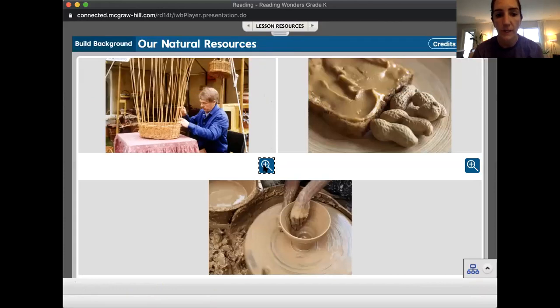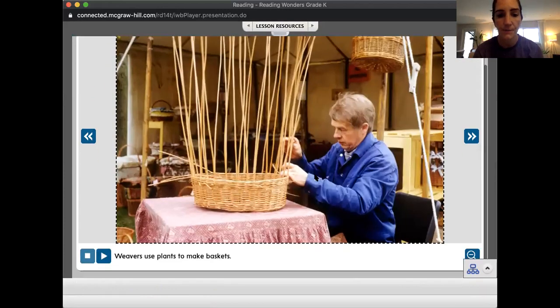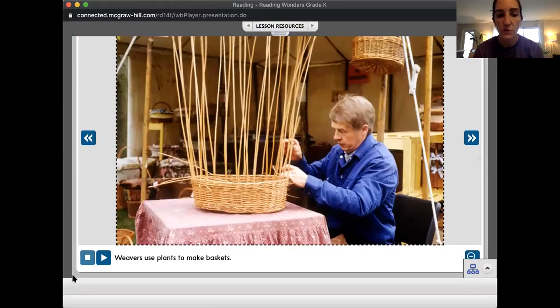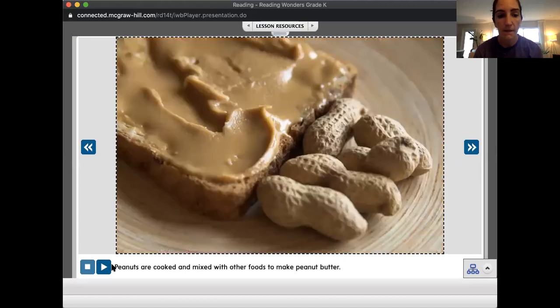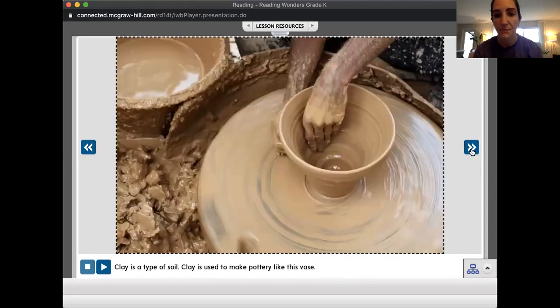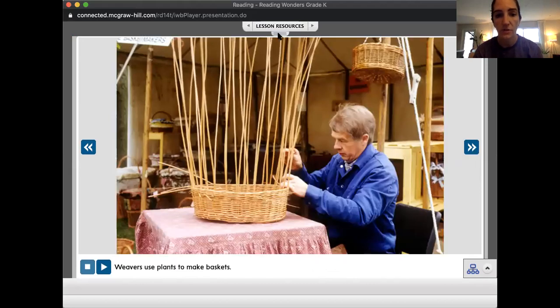Oh, look what he's making there. What do you think that is? Weavers use plants to make baskets. So those baskets, if you have any like that, made out of plants. Peanuts are cooked and mixed with other foods to make peanut butter. Clay is a type of soil. Clay is used to make pottery like this vase. Okay, so that's our weekly opener.